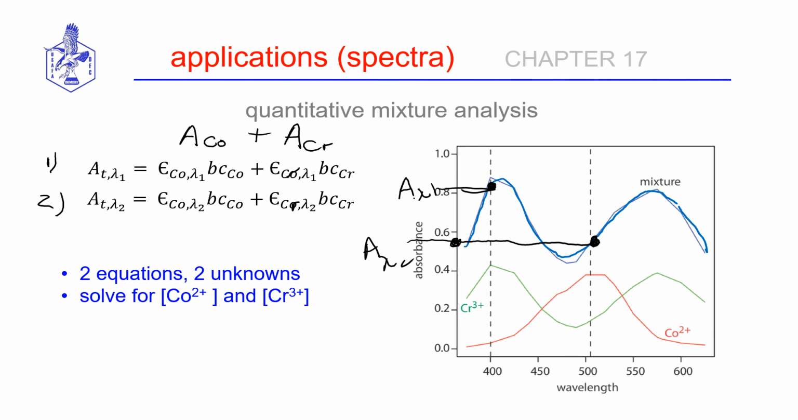And so because I have already predetermined the extinction coefficient values at lambda 1 for the two species and at lambda 2 for the two species, that is known. The path length is known. The absorbances are measured. And so there's only two unknowns in these two equations: the concentration of the chromium here, and the concentration of the cobalt here and here. You can solve those two equations for those two values and determine the concentrations of those two ions in the unknown mixture.